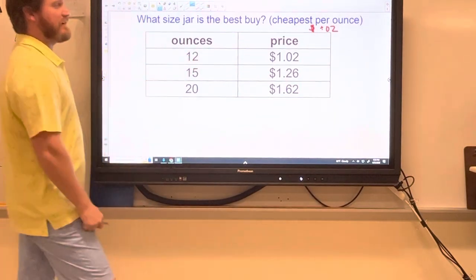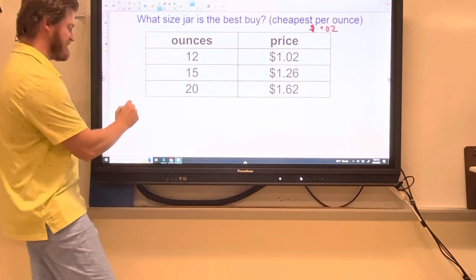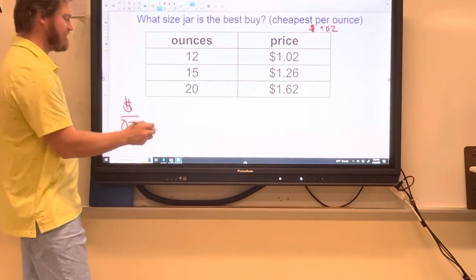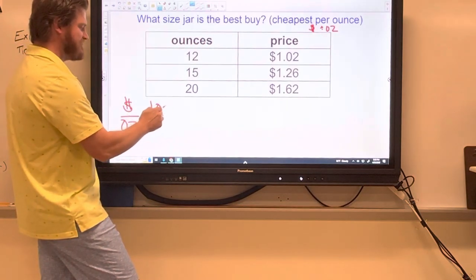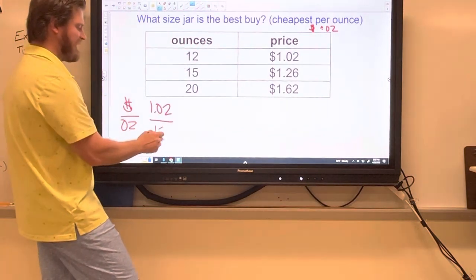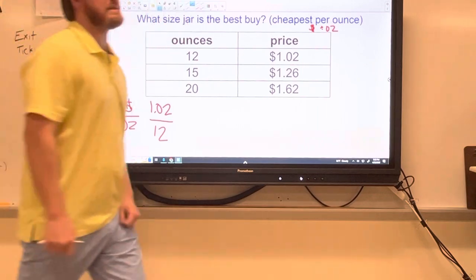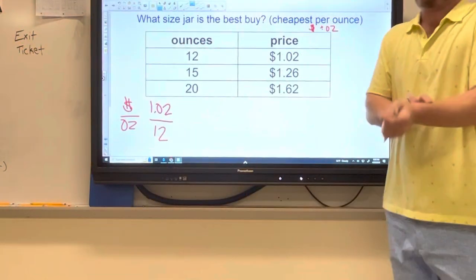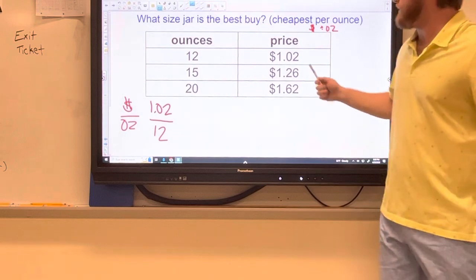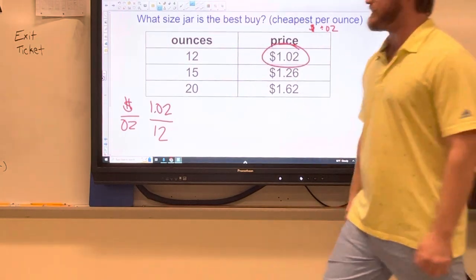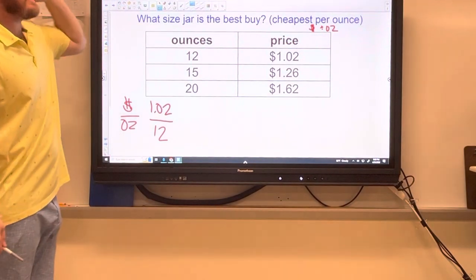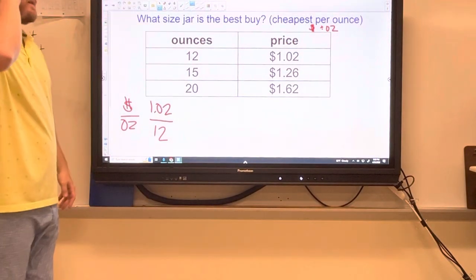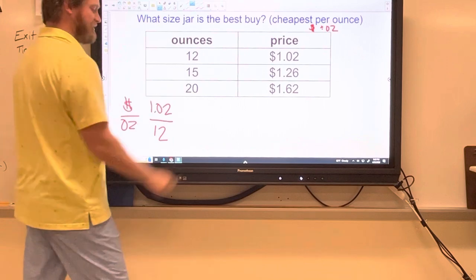But to set this up, if I do it the right way, first my ticket is going to be the dollar amount over the ounces amount. So the first one, I have $1.02 for 12 ounces. Now, if it's looking for the best buy, the trap answer, my students who aren't paying attention are going to be like, oh, it must be this price is the cheapest because it's literally the lowest dollar amount here. That's not what it's asking. It says the cheapest per ounce.